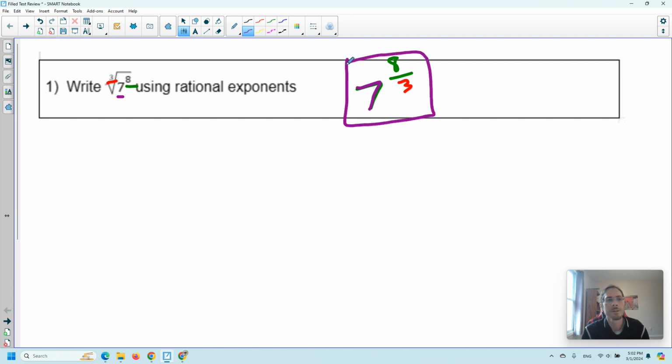So again, it's just a rewrite. We just have to remember the little number that's the index is going to become the denominator, and this number right here is going to become the numerator. It'll stay as the numerator. That's it. Rational just means fraction.